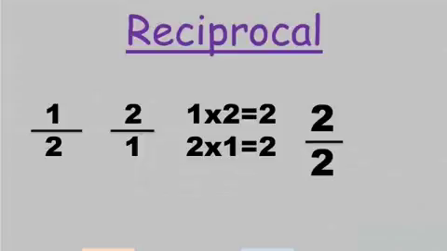Now remember, a fraction is a division problem all by itself. We talked about that before. So you look at this fraction, 2 divided by 2 equals 1. That's the definition of a reciprocal.